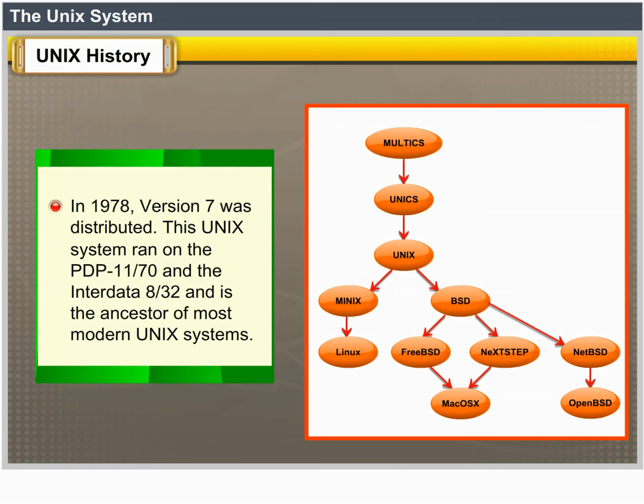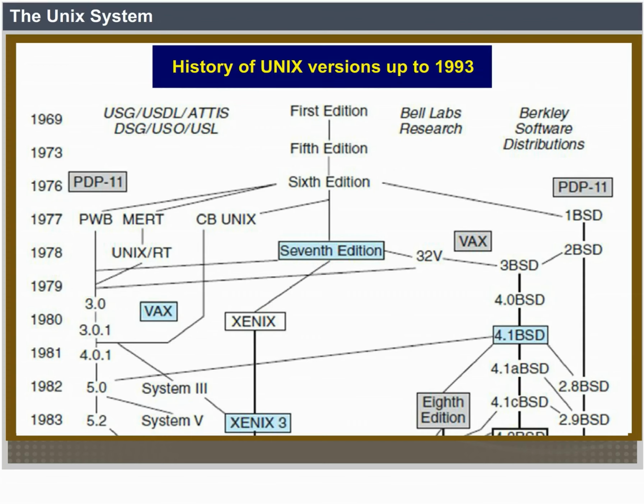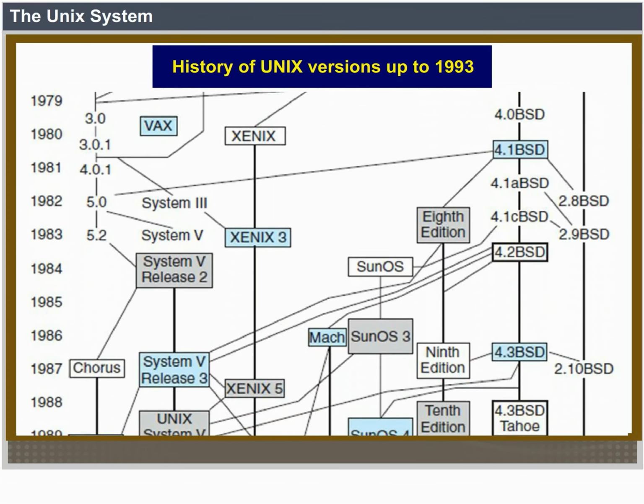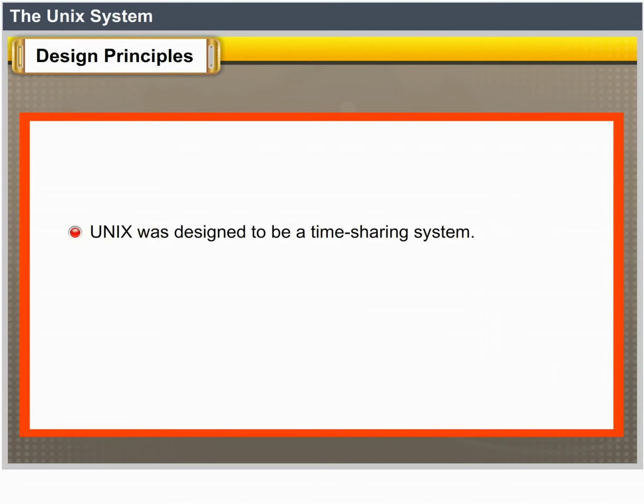This Unix system ran on the PDP-11/70 and the Interdata 8/32 and is the ancestor of most modern Unix systems. In particular, it was soon ported to other PDP-11 models and to the VAX computer line. The version available on the VAX was known as 32V. Research has continued since then. History of Unix versions up to 1993. Design principles. Unix was designed to be a time-sharing system.